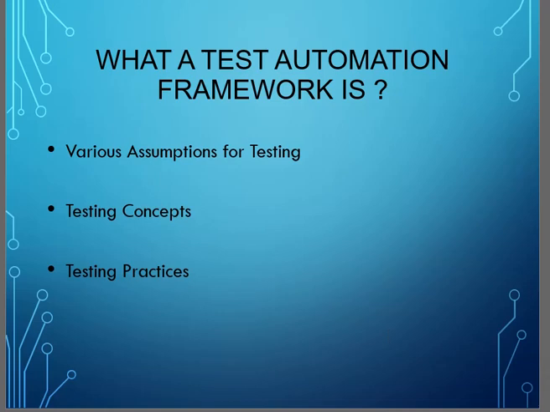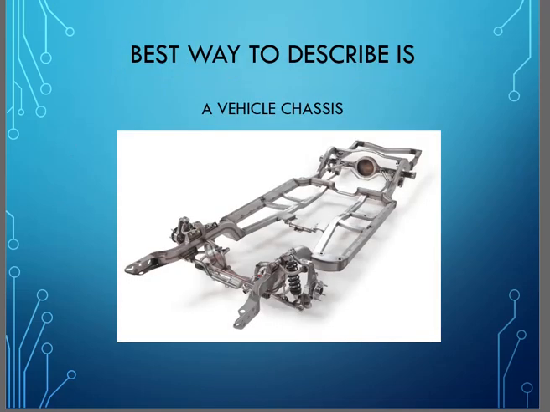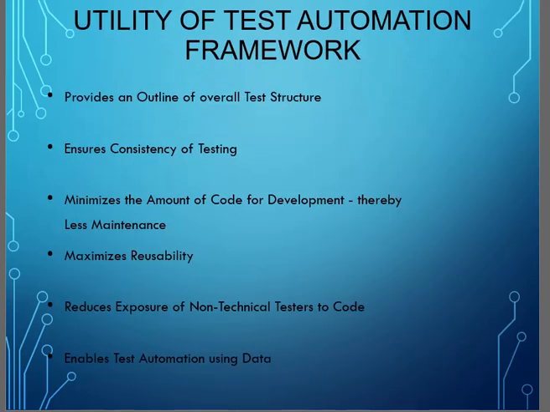So, we have seen this slide. Next, we have designed the automation framework and placed it in place for all the testing. So what does it generally do after putting it completely in place? What does it generally work like? So, the utility of the test automation framework. It generally provides an outline of our overall test structure.